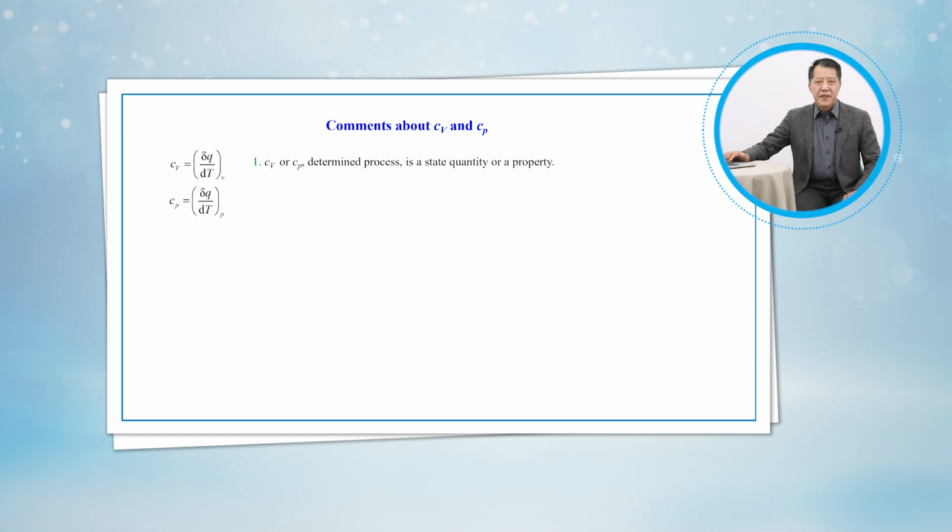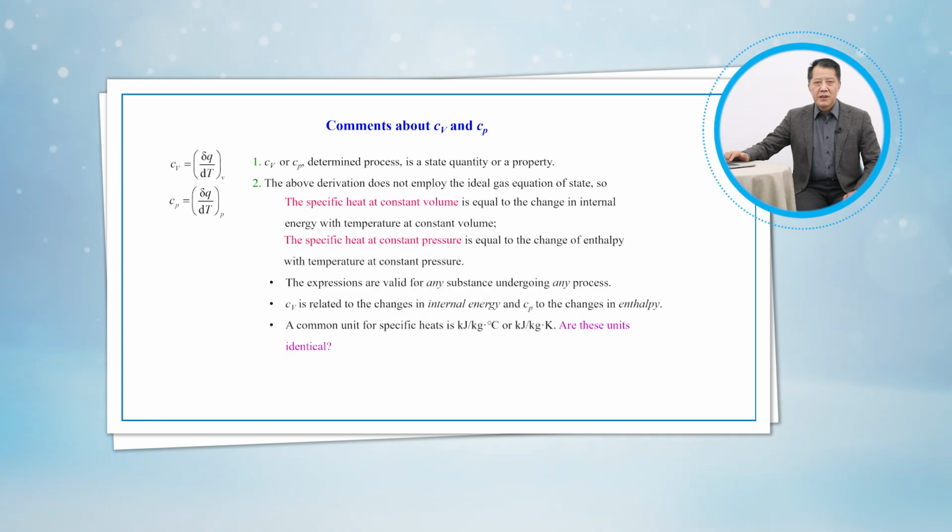1. Cv or Cp is for a determined process, and then it is a state quantity or a property. 2. The above derivations do not employ the ideal gas equation of state. Therefore, the expressions are valid for any substance undergoing any process. 3. Calculations of H, U, and S require Cv and Cp.